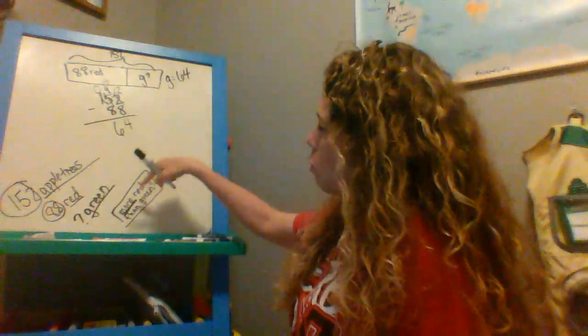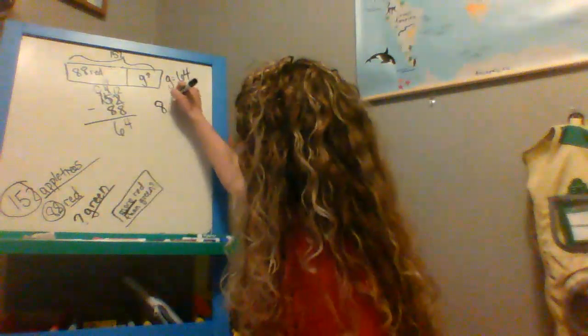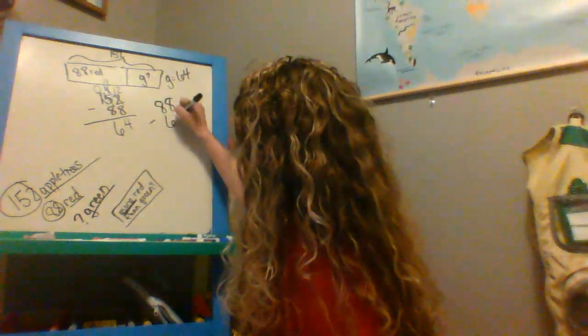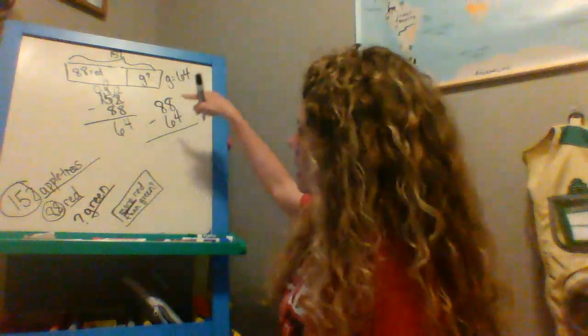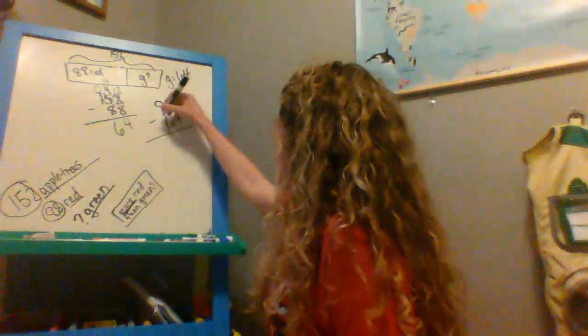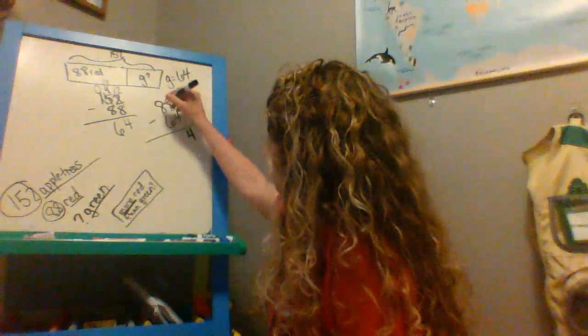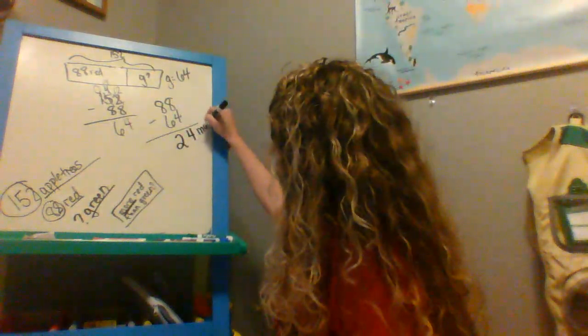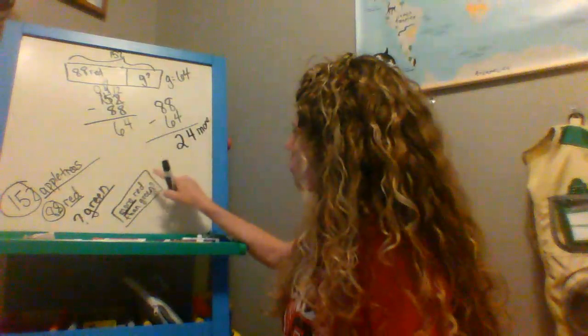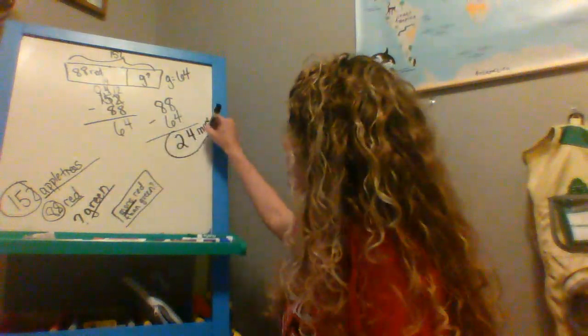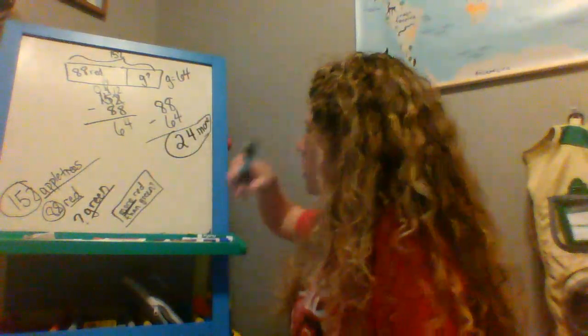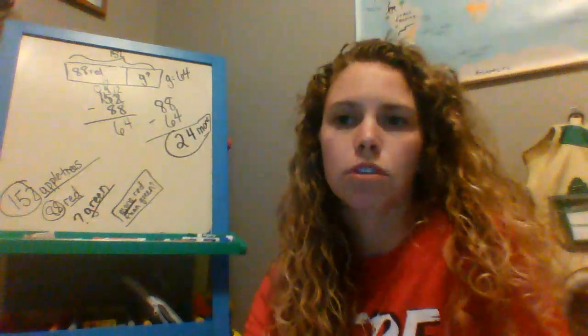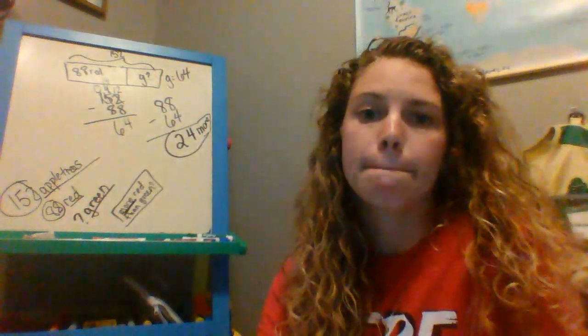So if it's more than, I know I'm going to subtract 88 minus 64, because it's going to tell you how much more. So 8 minus 4, that's going to give you 4, and 8 minus 6, that's going to give you 2. So you've got 24 more red than green. So this is your actual answer. So the answer was 24 more.